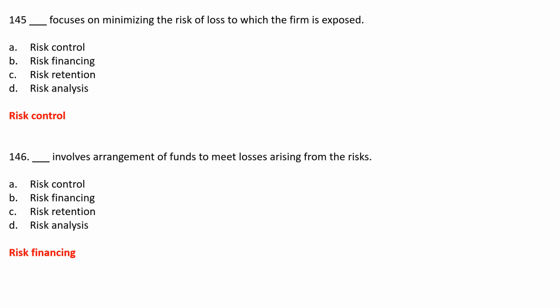Then dash involves arrangement of fund to meet losses arising from the risk. Option A, risk control; option B, risk financing; option C, risk retention; option D, risk analysis. The correct answer is option B, risk financing. So risk financing involves arrangement of fund to meet losses arising from the risk.